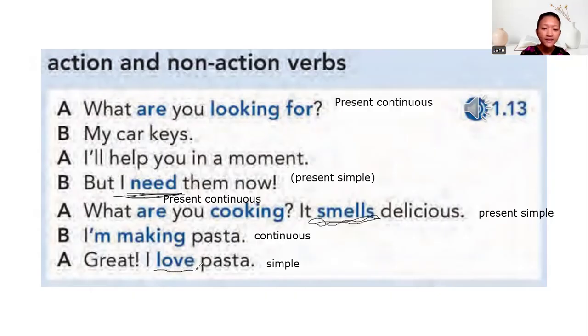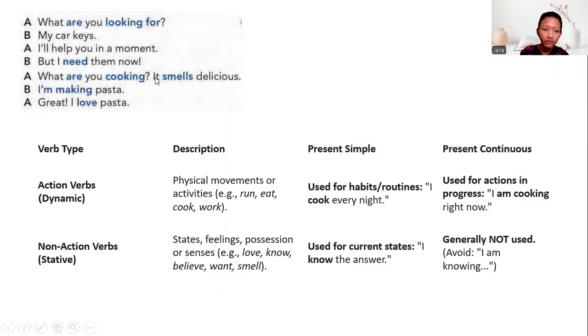Oh, I love pasta. So when you say I love pasta, the person must love pasta at the moment of speaking. But why don't we say I'm loving pasta? Right, so we'll see it. So here it is. Generally there are two verb types.